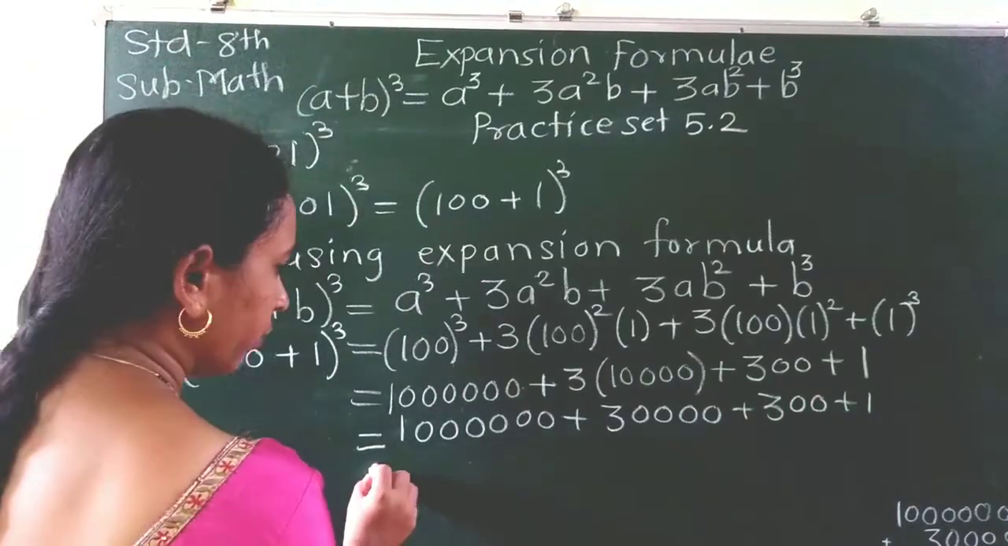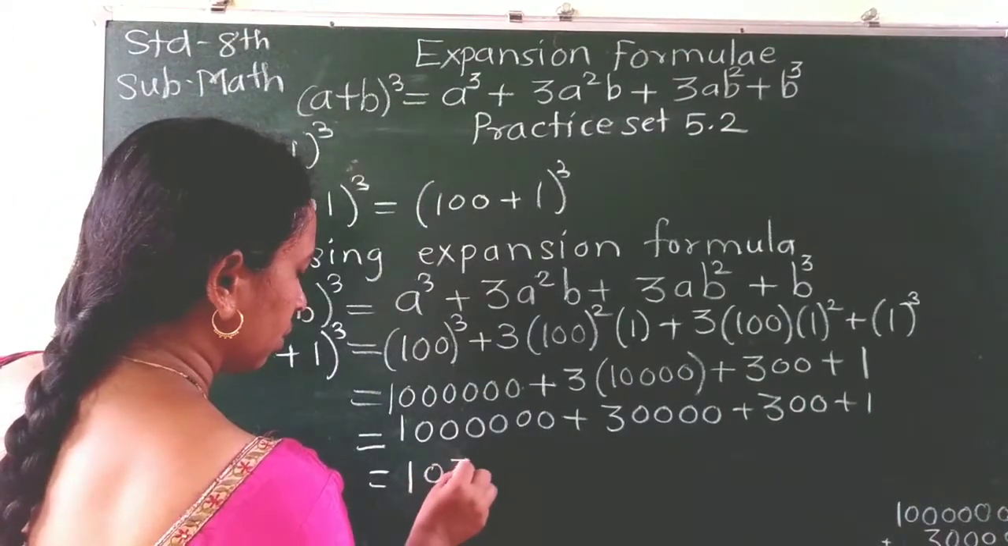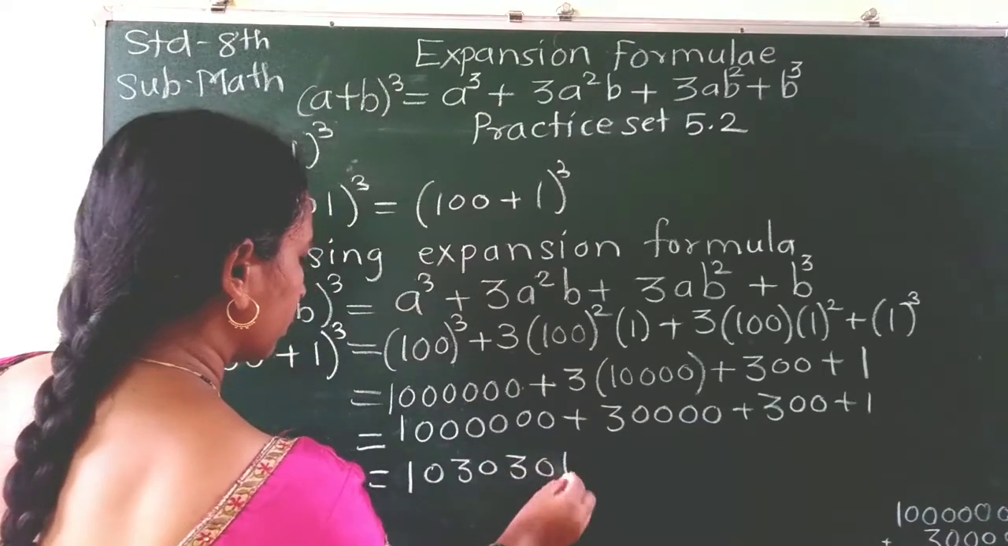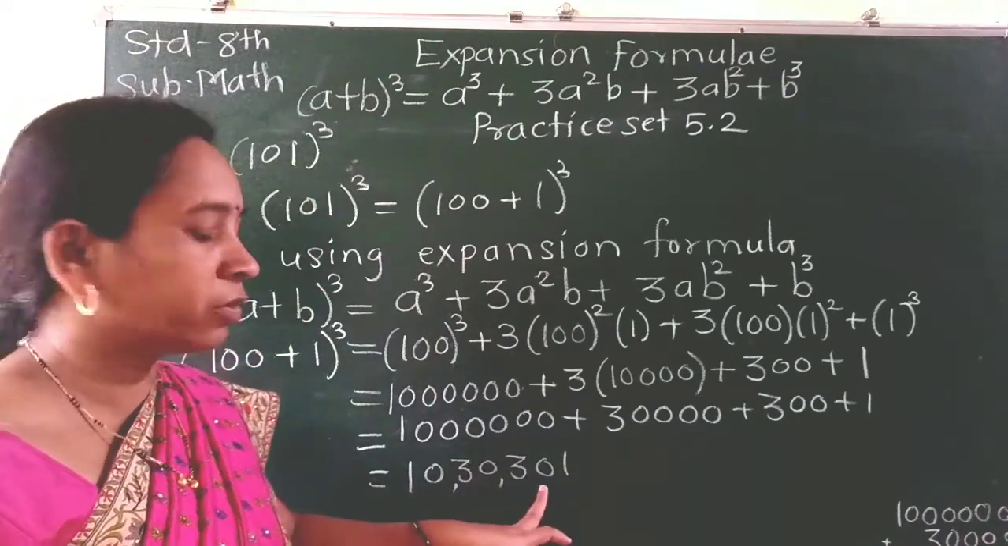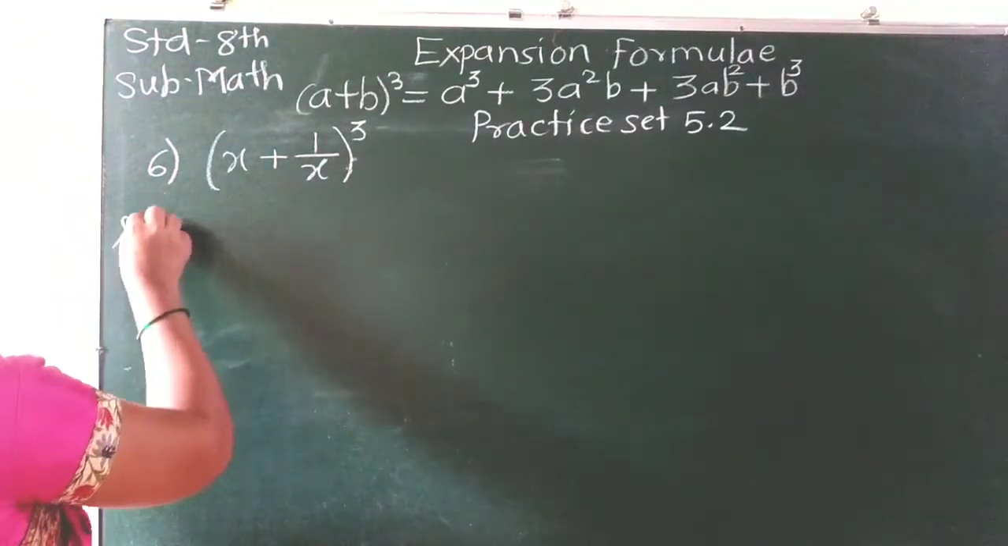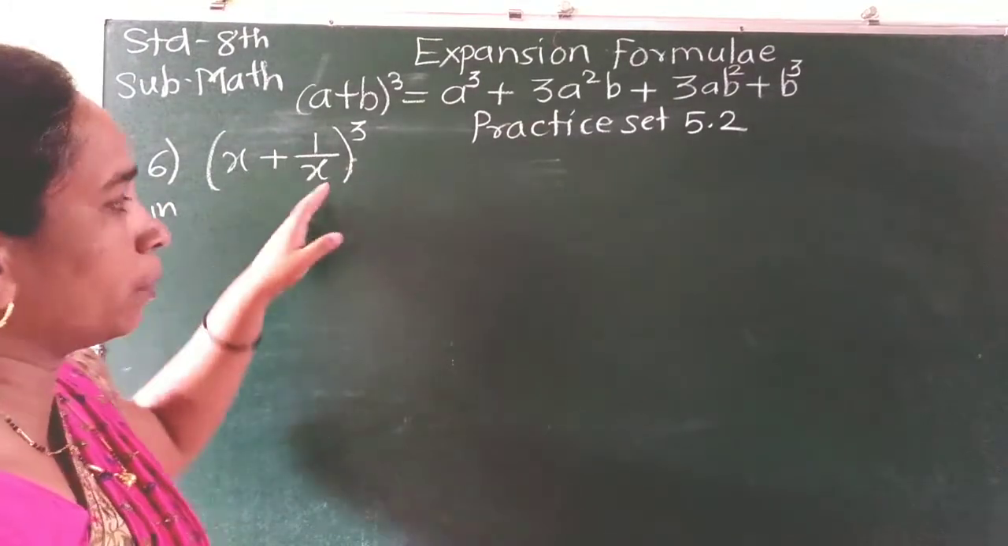After addition, we'll get the answer. Ten lakh 30,301. Sixth example. Solution: (x + 1/x) bracket cube.